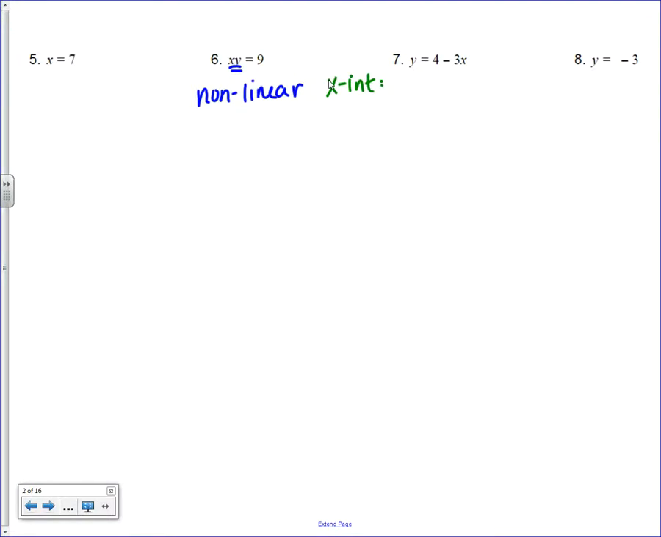What do I know about every single x-intercept? The y is 0. If the y is 0, where can I put a 0? Which is the second spot, right? If the y is 0, and here it would be right here, wouldn't it? Can I just cover that up?